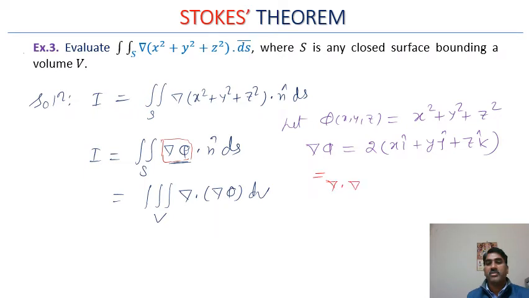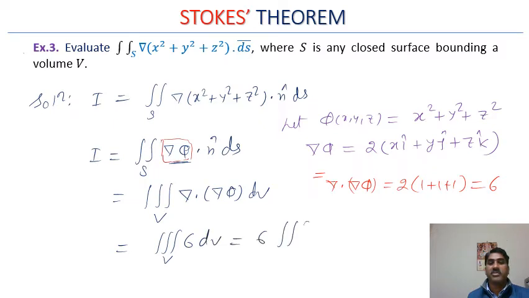Del dot del phi means divergence of del phi. So this will become 2, 1 plus 1 plus 1, this is 6. So what you get is triple integral over the volume 6 dv, and this is just 6 times triple integral dv. And what is this? This is the volume of the closed surface S. So it is given that volume is V, so this is just 6V.